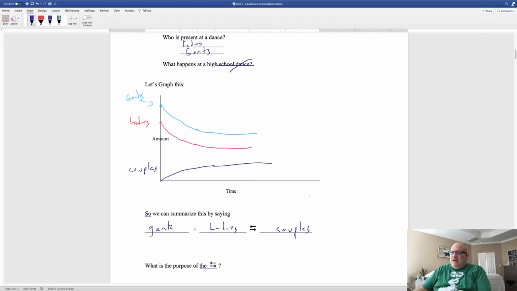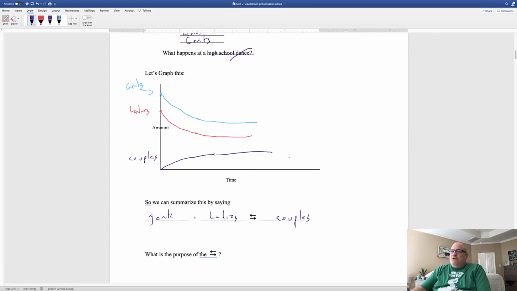So essentially what ends up happening is that every time a gent and a lady form a couple, another couple breaks apart and forms the gent and the ladies. Now, you are never going to have the same number necessarily of couples and ladies.